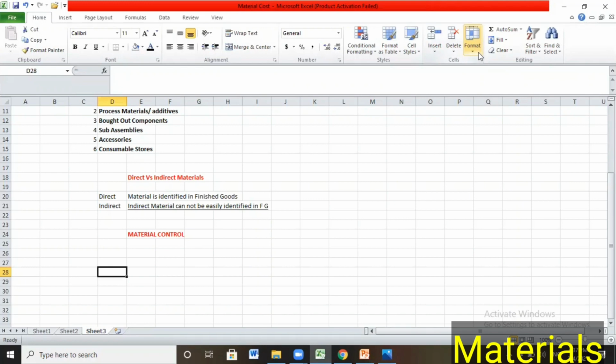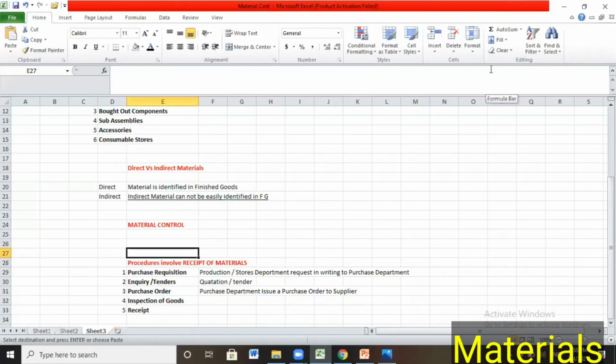It provides prompt and correct information about the value of material used in various departments. It facilitates the availability of ready and up-to-date information about stock of materials through perpetual inventory system. It ensures regular reporting to the management about receipt, issue, and stock of materials, and also about the spoiled items and obsolete stocks. So material control has these many advantages.